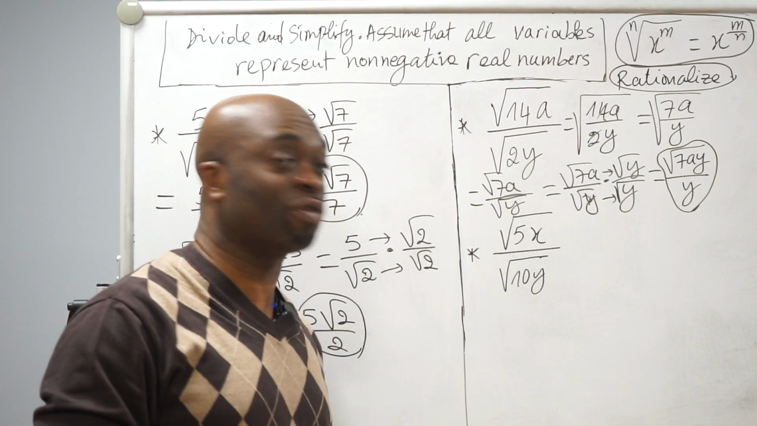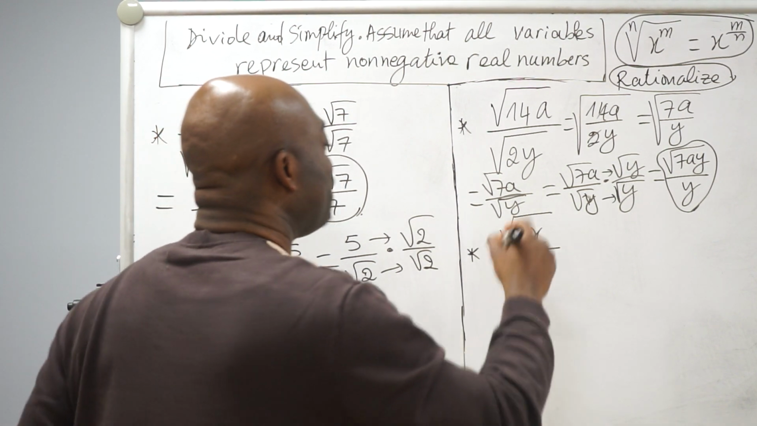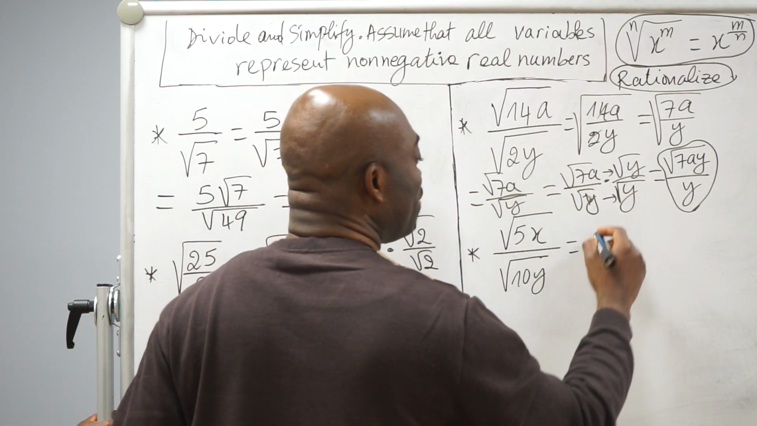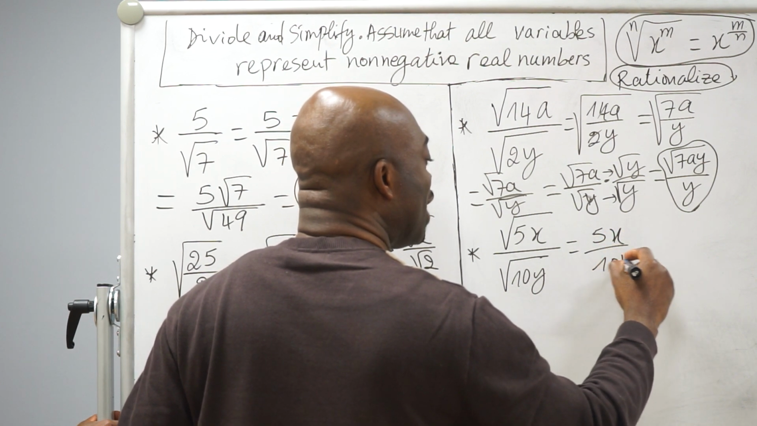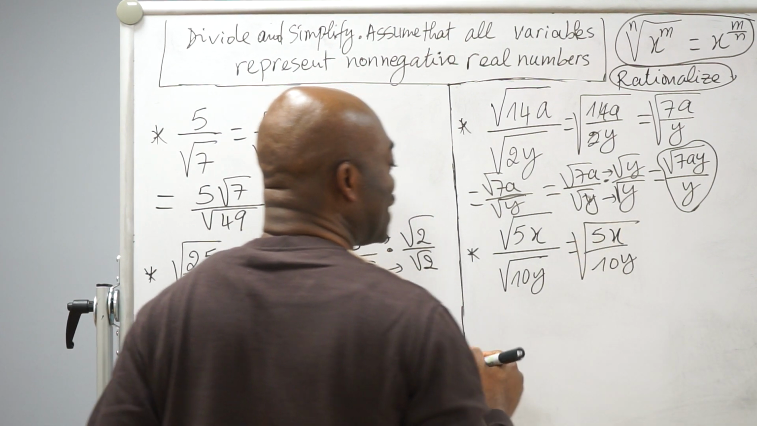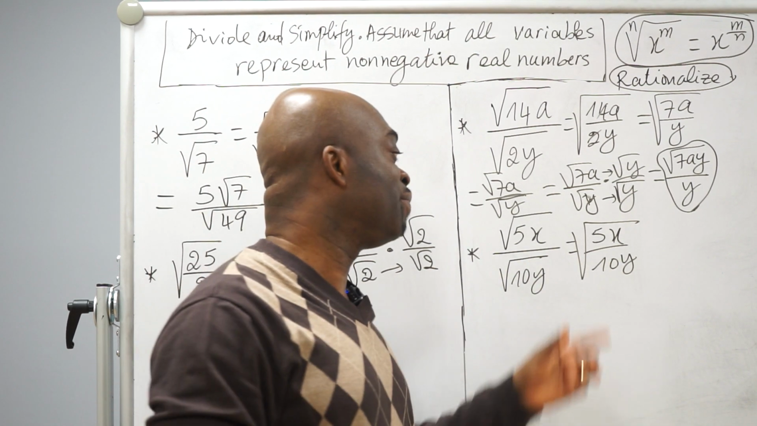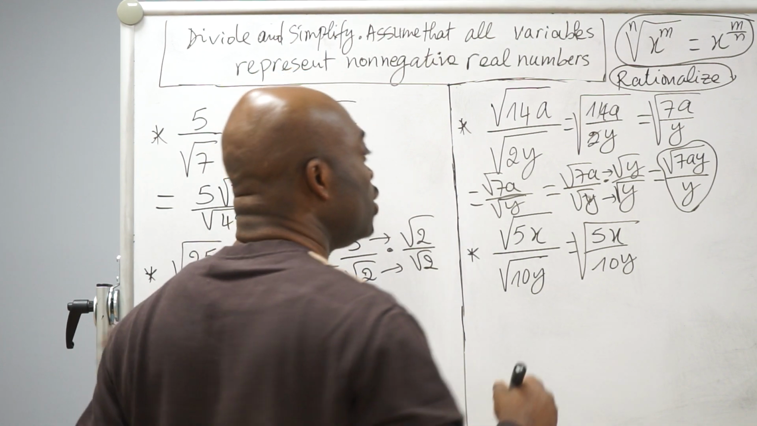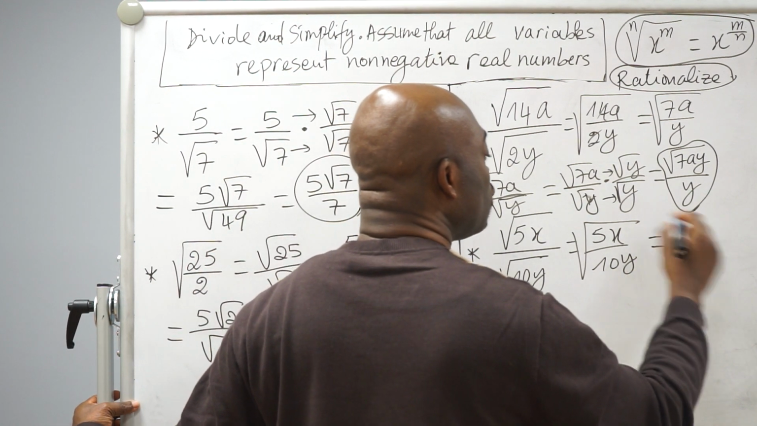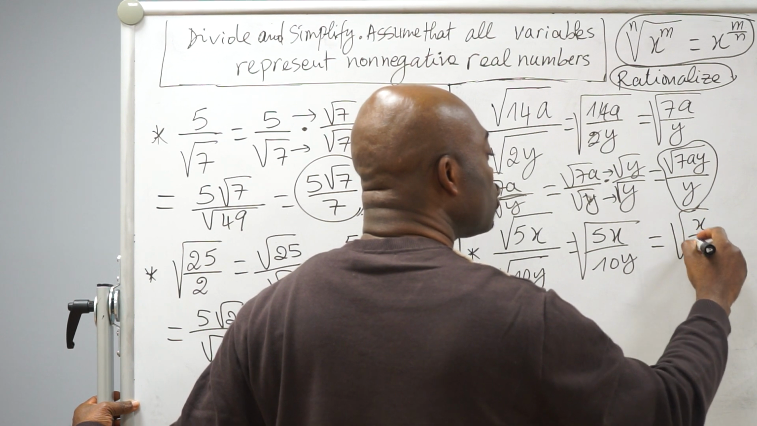The next question is square root of 5x over square root of 10y. So the same thing that we did before over there. So we can put them together, 10y. And the reason why we put them together is because we know that 5 and 10 can be simplified. Because 5 can go into 5 once and can go into 10 twice. So if it is so, what do we get? We get square root of x over 2y.